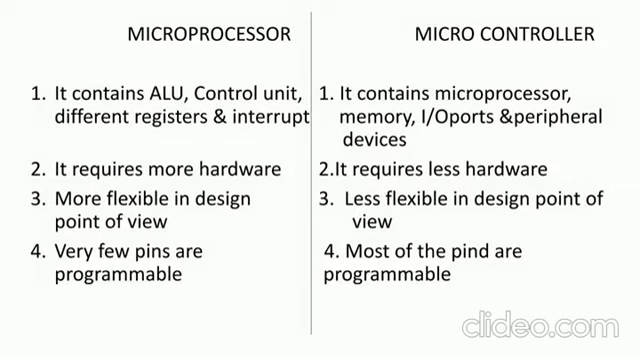In a microprocessor, very few pins are programmable. In a microcontroller, most of the pins are programmable. That is nothing but this controller has a capability of having several functions. So the pins in whatever the microcontroller has, it has several functions. Each pin has many functions, whereas in a processor it has very few functions.